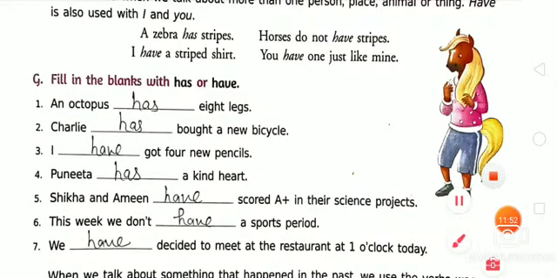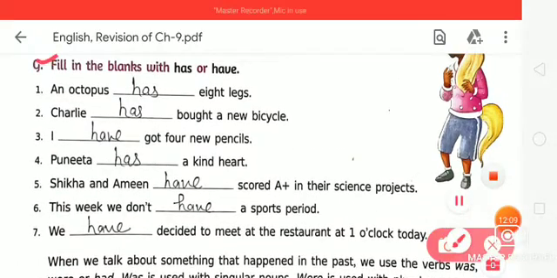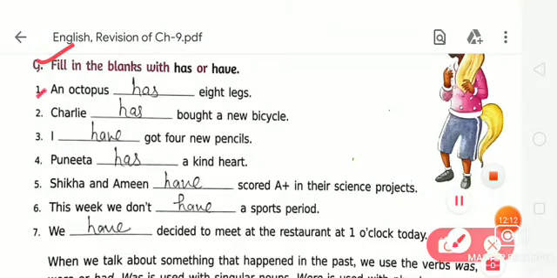In exercise G, fill in the blanks with has or have. We all know that we have to use "has" with a singular person, place or animal, and we have to use "have" with the plural, that is more than one, and also with I and you. So let's do this exercise. First is: an octopus dash 8 legs.